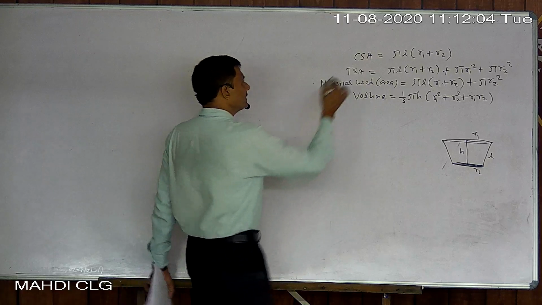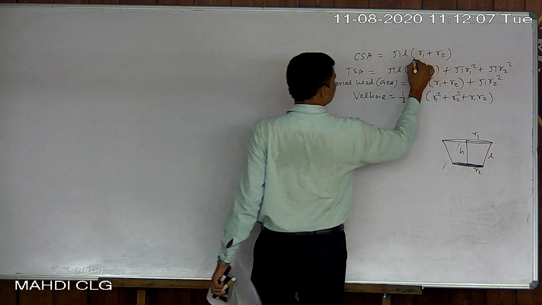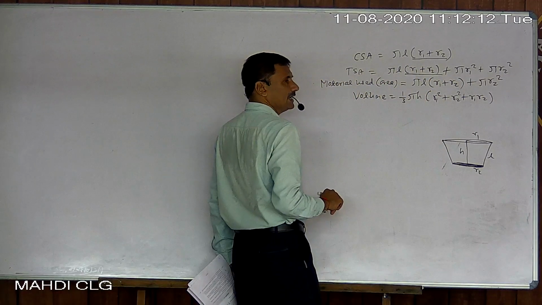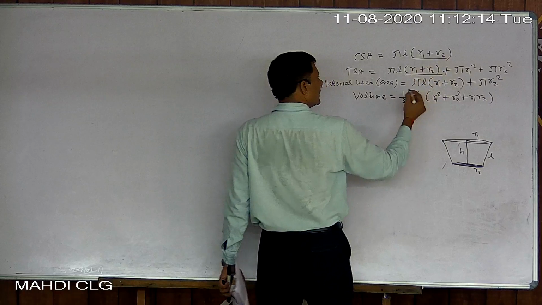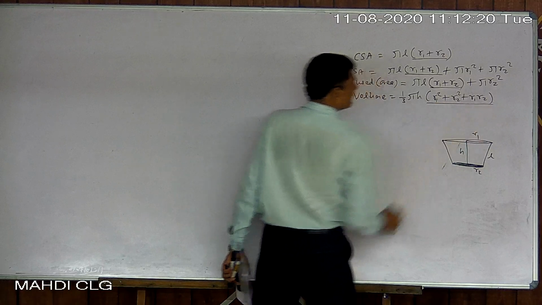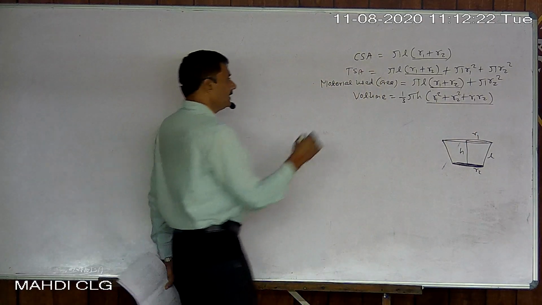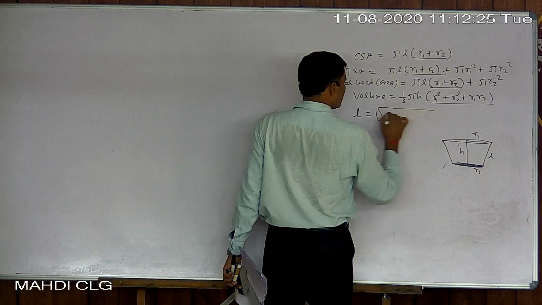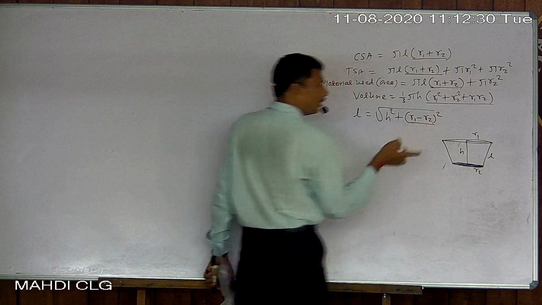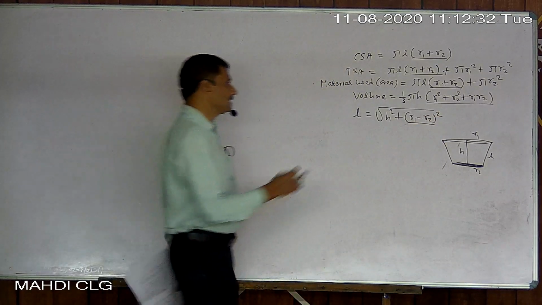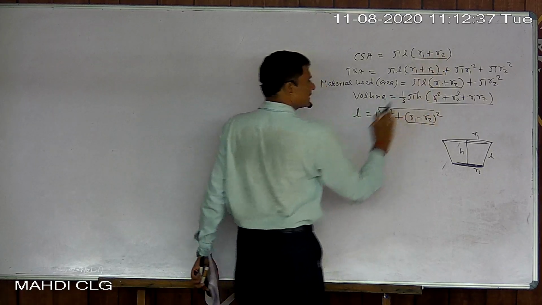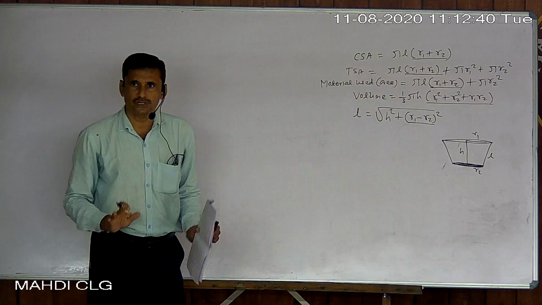Okay. So in CSA, r is replaced by r1 plus r2. This step only. In the volume, r square is replaced by the whole bracket. Now L is equal to the square root of h square plus r square; from cone to frustum of cone, r is replaced by R1 minus R2, just like that. But here it is R1 plus R2, here it is minus R2. So that also you can remember.